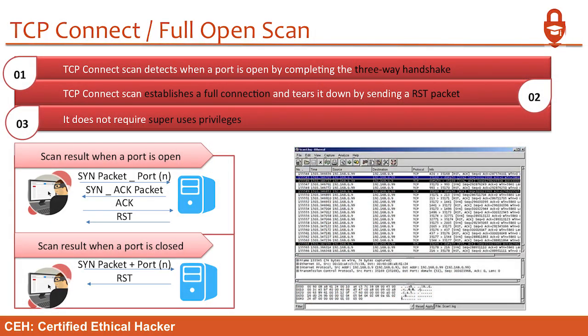So the TCP Connect full open scan. We have the handshake here, right? It's a full connection, it's an open scan. You're blatantly advertising that I'm connecting to you. TCP Connect scan detects when a port is open by completing the three-way handshake. So you send a SYN, they send a SYN plus an ACK, and then you send an ACK back, and that completes the three-way handshake.